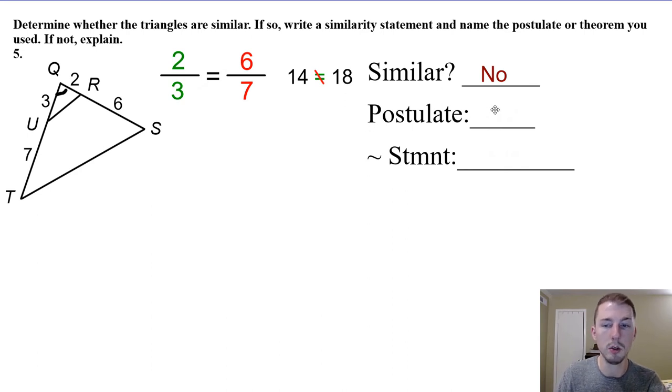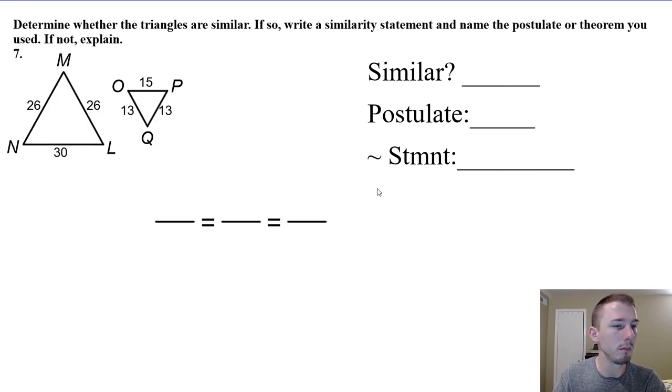The postulate we used would be non-applicable. Technically, we're using the inverse of the side angle side postulate. So if the sides are not proportional, then the triangles are not similar. But regardless, we'll just say not applicable because they're not similar. And then the similarity statement, we can't give that either.